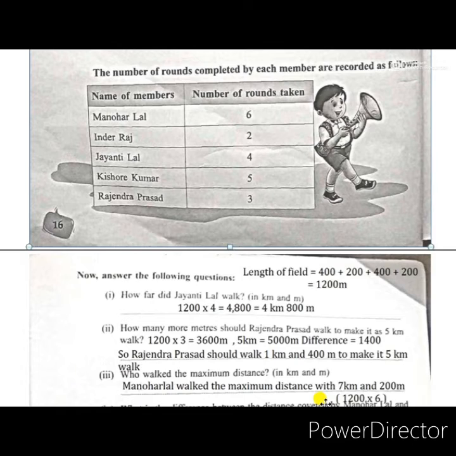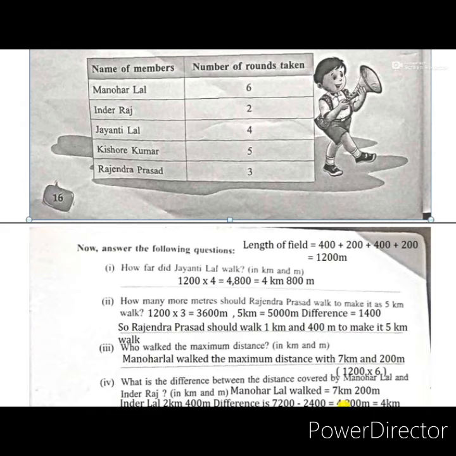Manohar Lal walked the maximum distance with 1200 multiplied by 6 equals 7200 meters, or 7 kilometers and 200 meters. That answer I will read once more. Manohar Lal walked the maximum distance with 7 kilometers and 200 meters. Here I have written 7 kilometers and 200 meters because the question asks to write in kilometers and meters.